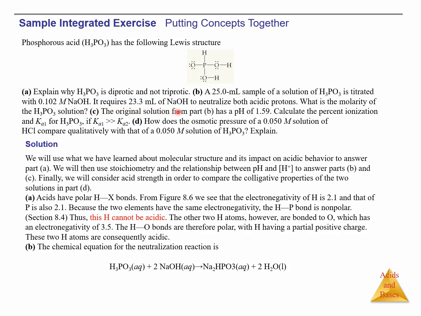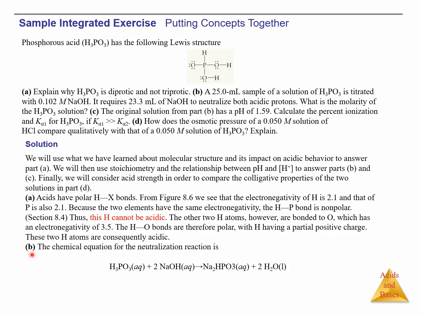Now, in B, a 25.0 mL sample of solution of H3PO3 is titrated with 0.102 molar NaOH. It requires this volume of NaOH to neutralize both acidic protons. What is the molarity of the H3PO3 solution? And then in C, the original solution from part B has a pH of 1.59. Calculate the percent ionization and Ka1 for H3PO3 if Ka1 is much greater than Ka2. D. How does the osmotic pressure of a 0.05 molar solution of HCl compare qualitatively with that of a 0.05 molar solution of H3PO3? Explain.